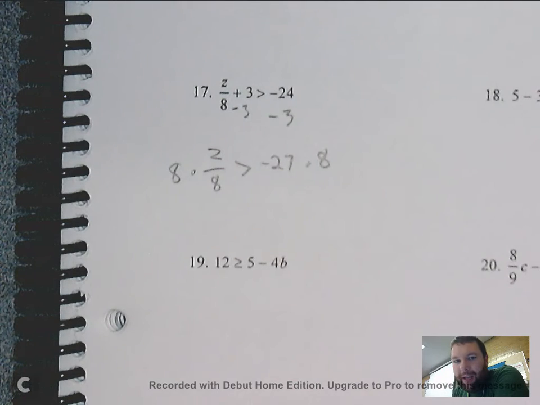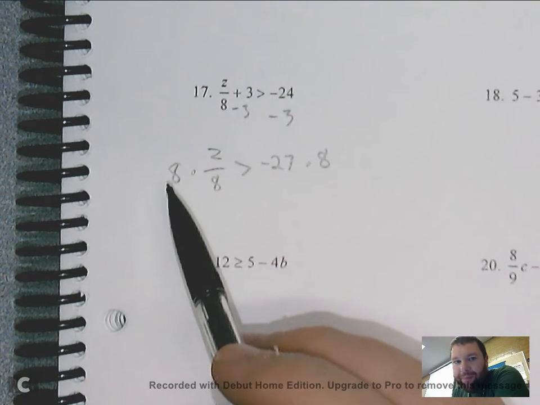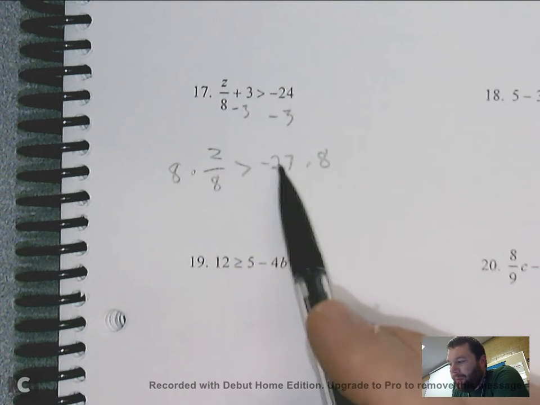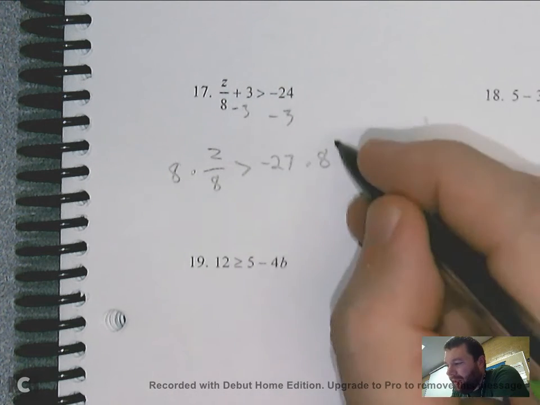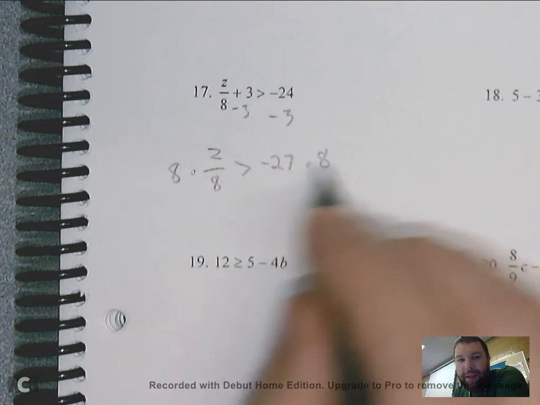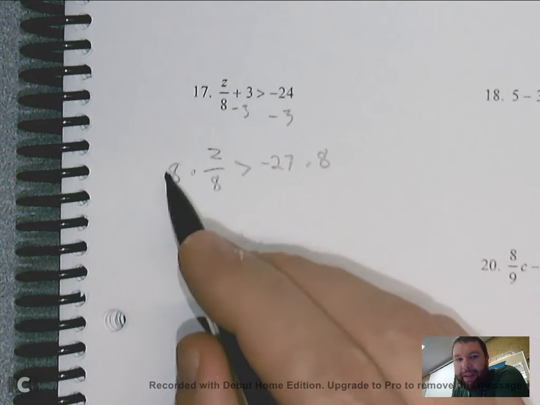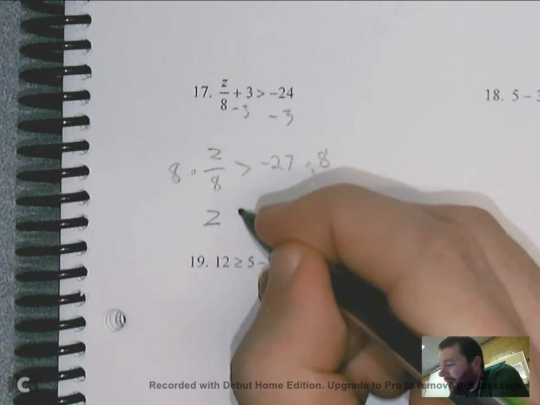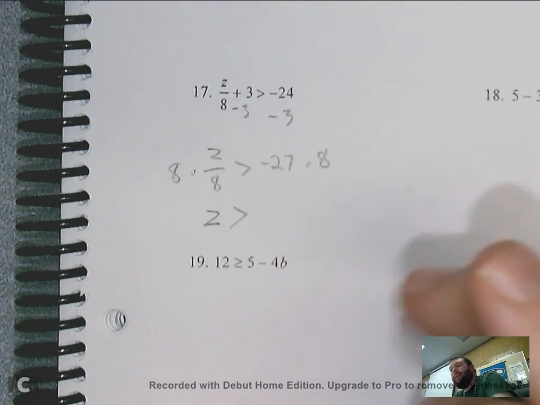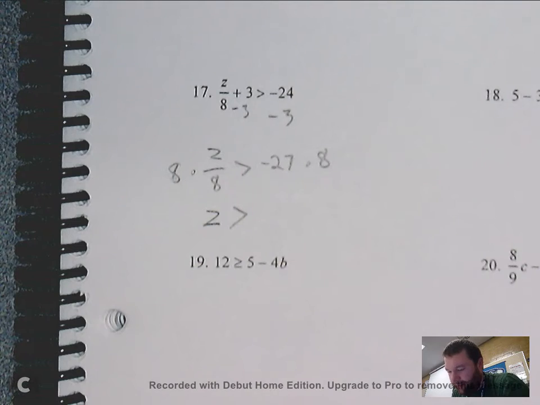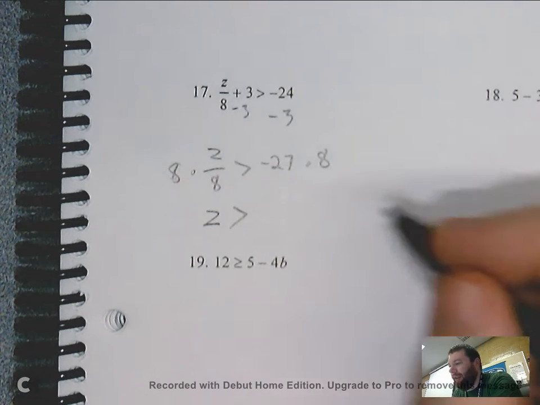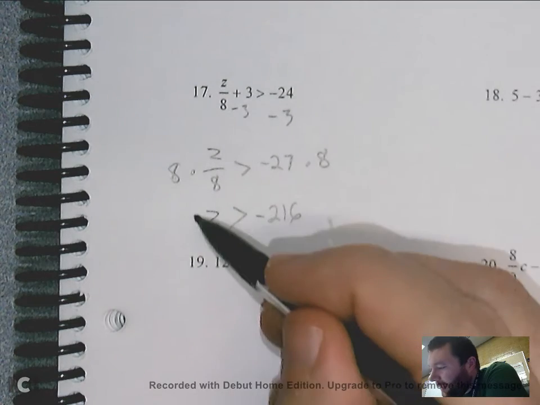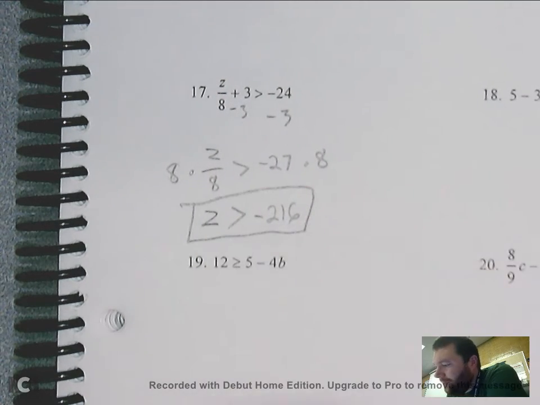Now I'm multiplying each side by 8. Would I flip the sign? Is that a negative number? No, it's not. So just because I'm multiplying, it doesn't really matter. It's this number that's going to both sides that tells me if I flip the sign. This 8 is positive, so the sign is going to stay the same direction. You're going to have z is greater than whatever negative 27 times 8 is, which is negative 216. Okay, so there's my solved inequality.